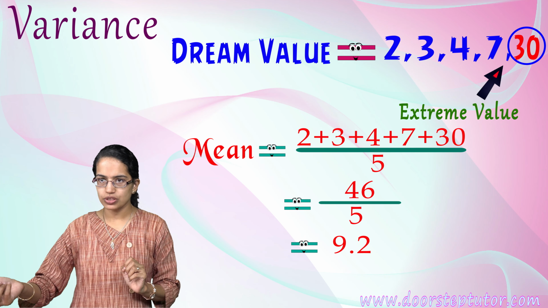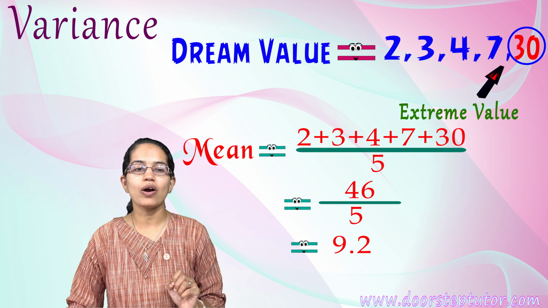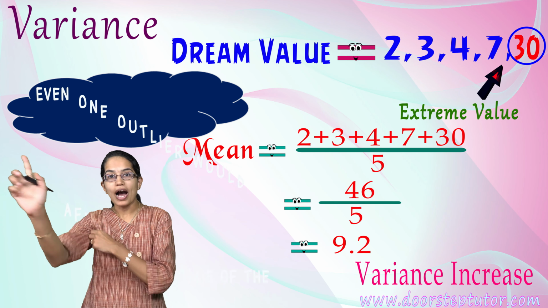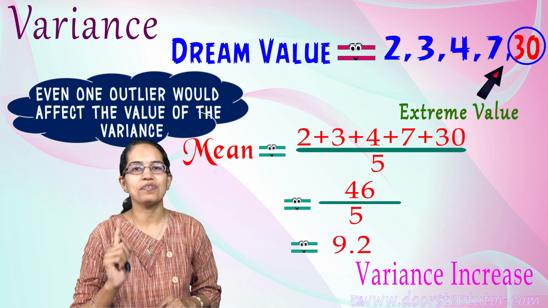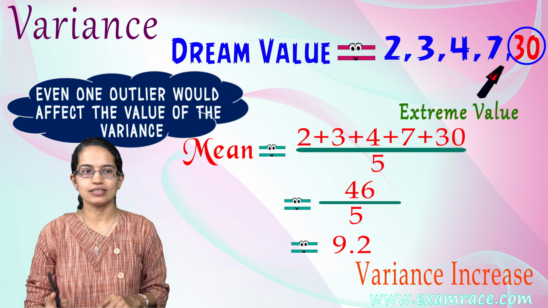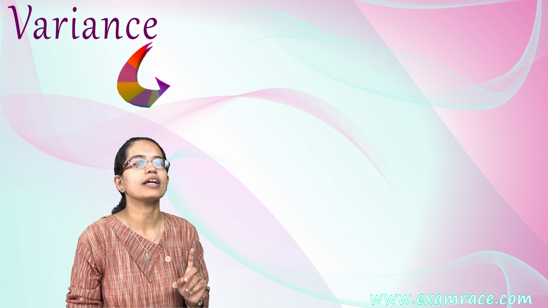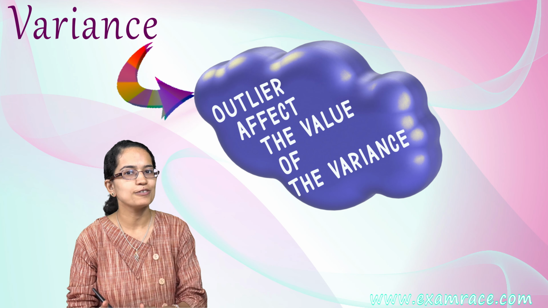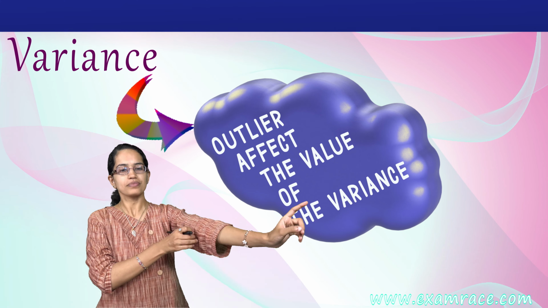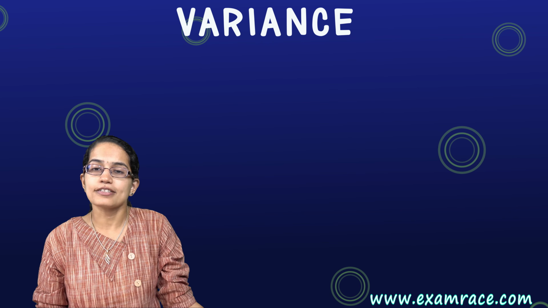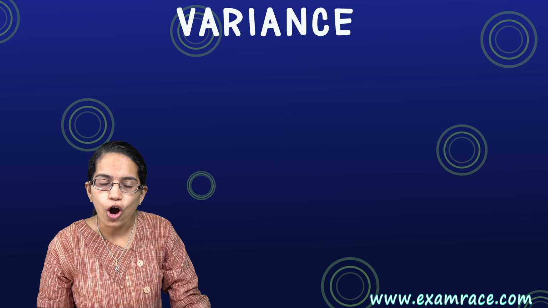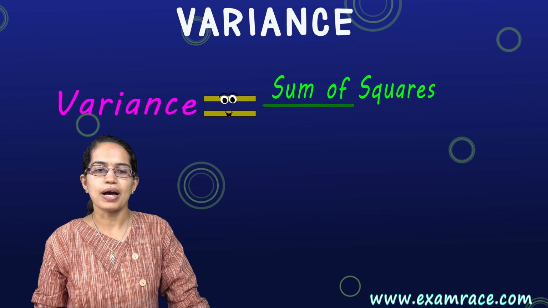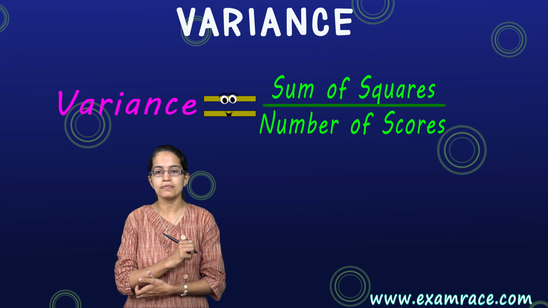The mean would change, but the corresponding variance would also increase. So even one outlier would affect the value of the variance. Another very important point: outliers affect the values of the variance. Variance, as I said, could be explained in this fashion or as the sum of squares divided by the number of scores that are there.